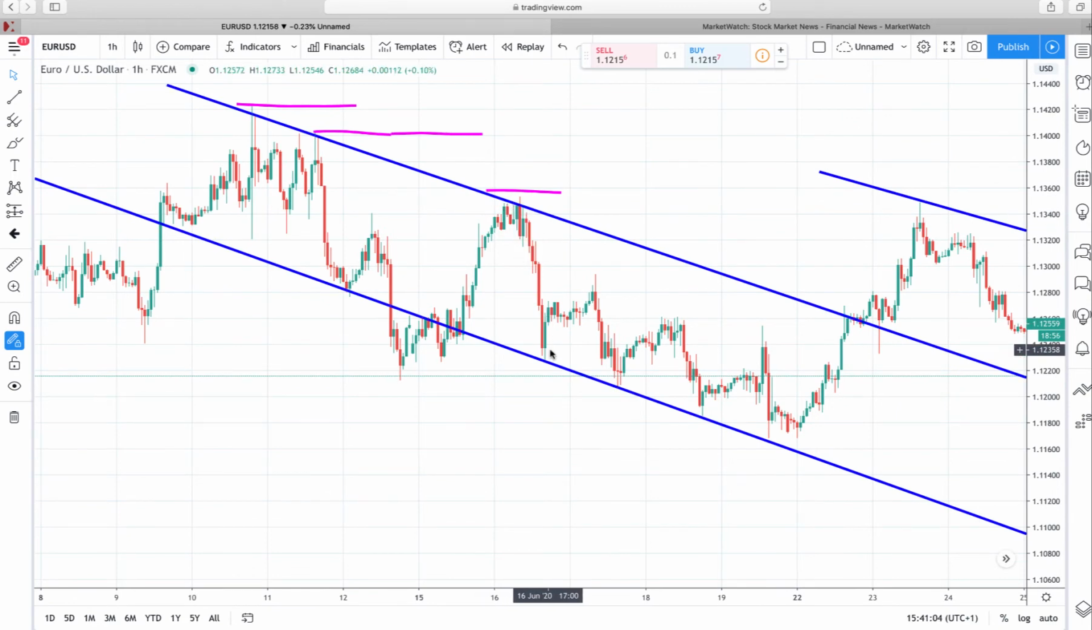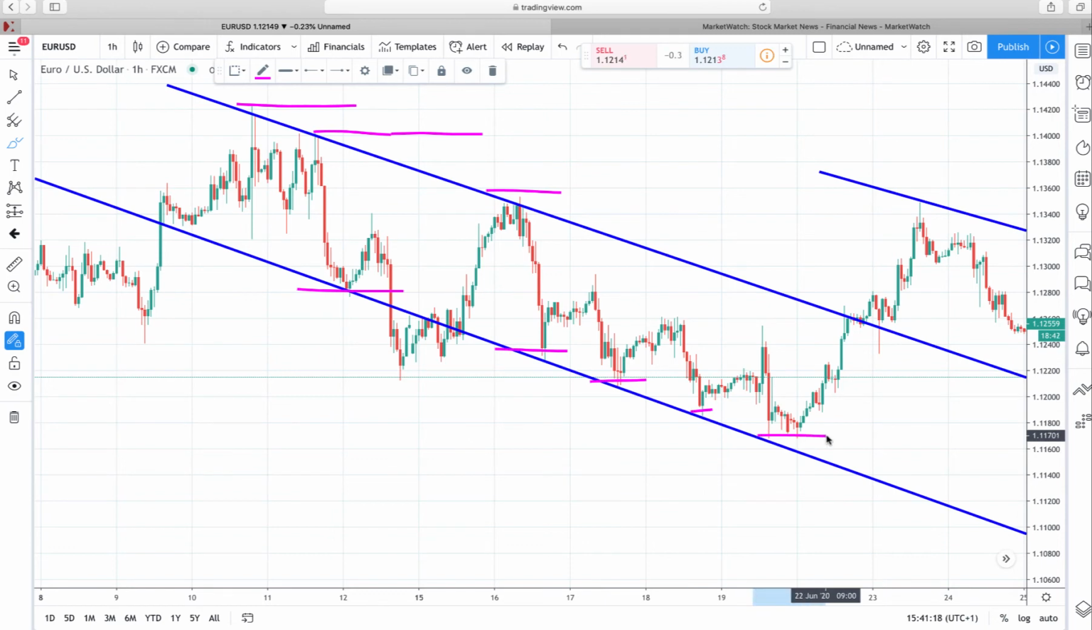And at the bottom, the same thing, we have several touches here, okay? As you can see, the price is doing a lower low, another lower low, and so on and so forth, okay? You see, it's like a step, right? This is pretty much what the market does all the time, okay?